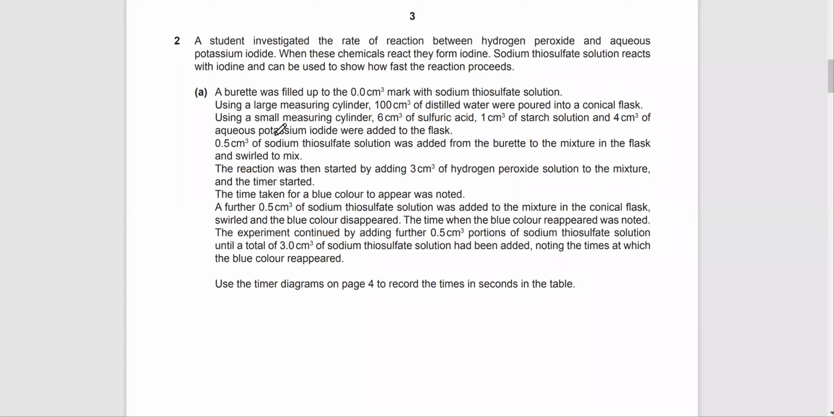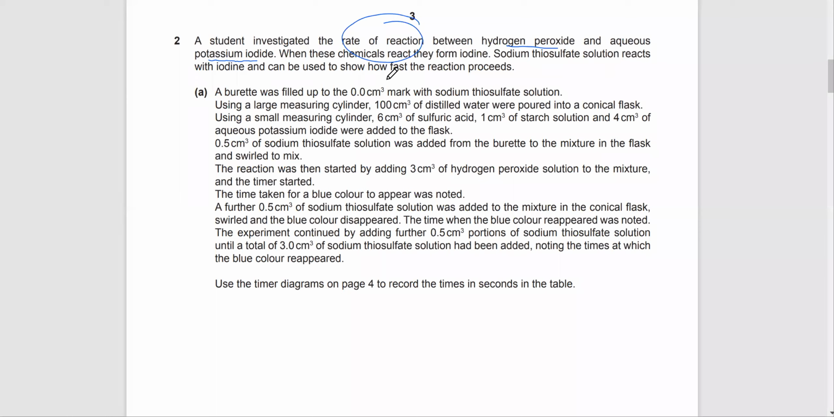Now, you have to remember to always sketch things. When you sketch things, things become clearer. A student investigated the rate of reaction between hydrogen peroxide and aqueous potassium iodide. So what's happening? Hydrogen peroxide is a compound and potassium iodide, and he's trying to figure out the speed of the reaction. When these chemicals react, they form iodine. Sodium thiosulfate solution reacts with iodine and can be used to show how fast the reaction proceeds.